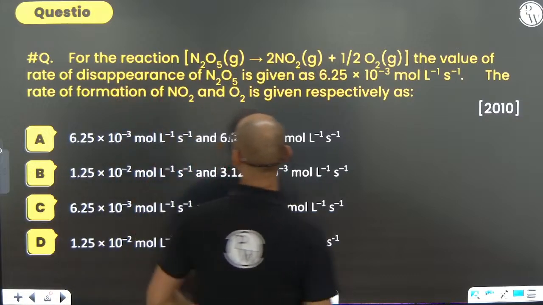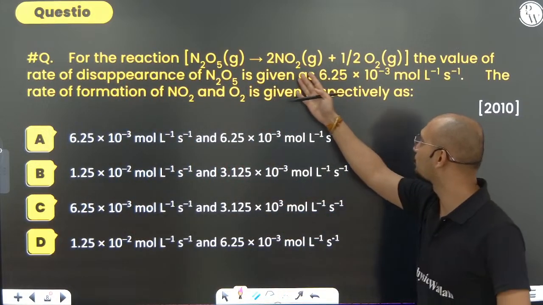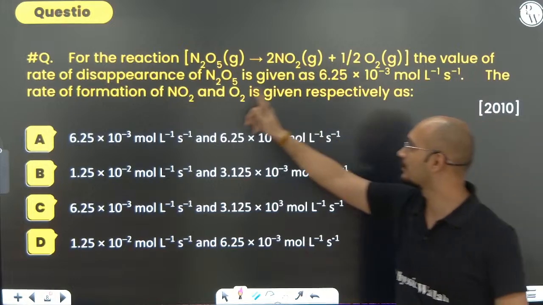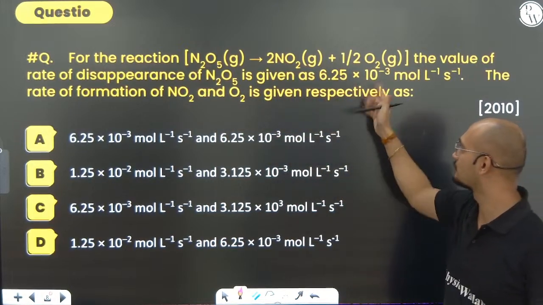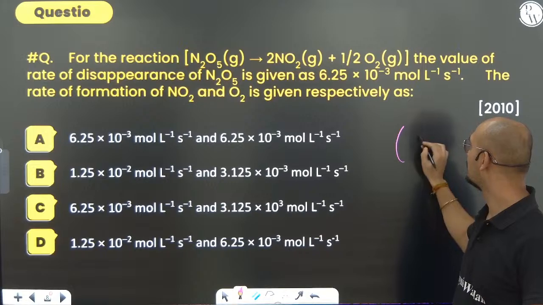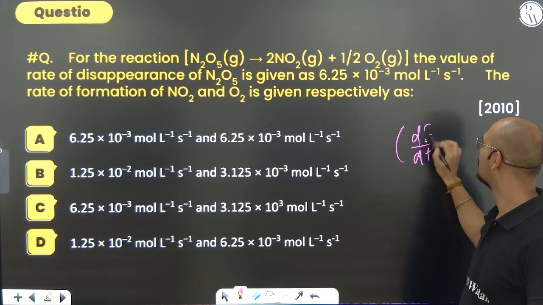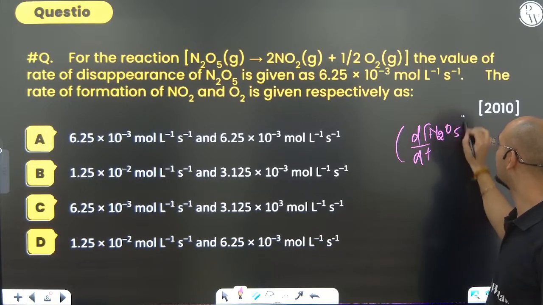Next. For the reaction N2O5 converting into 2NO2 and half O2, the value of the rate of disappearance of N2O5 is given as this much. So what is that? d[N2O5] by dt equals how much?